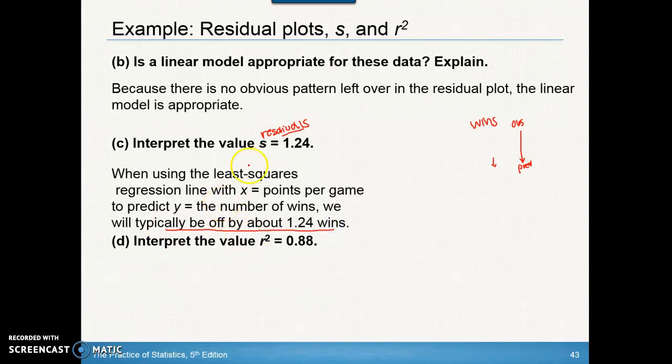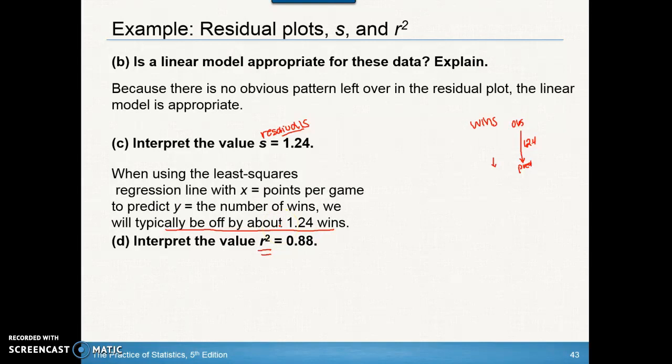You don't have to include the rest of it, so you could just say we are usually off by 1.24 wins. So on average, we're off by 1.24, and it could be 1.24 more wins or fewer wins. Now notice how we have units here, because your residuals are the same as your response variable, because they're measuring the vertical distance. Let's interpret the R-squared value, or 0.88.